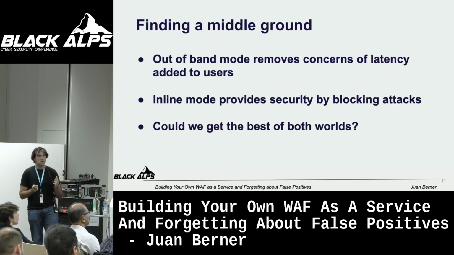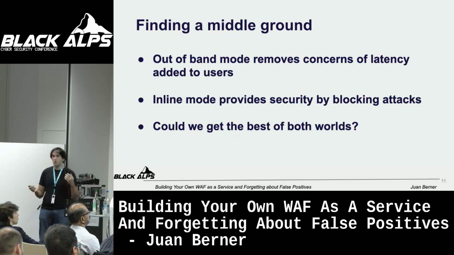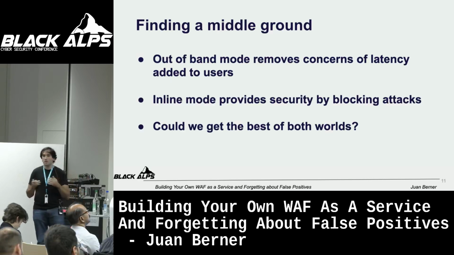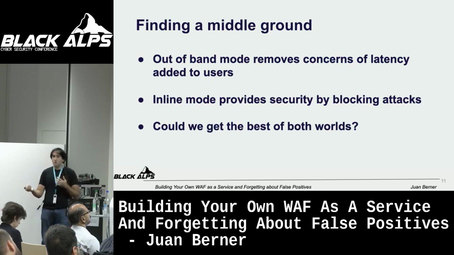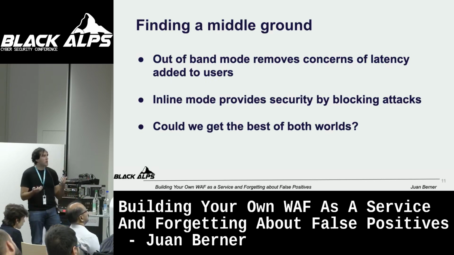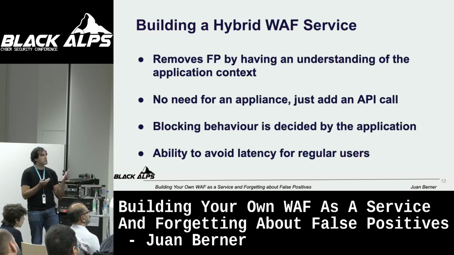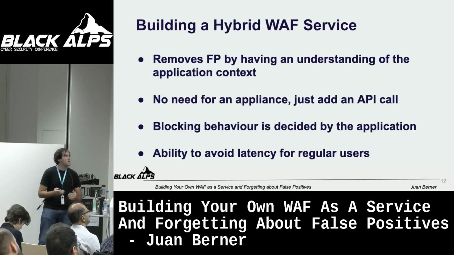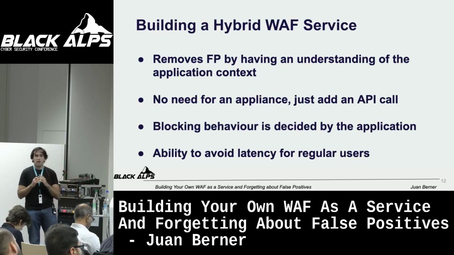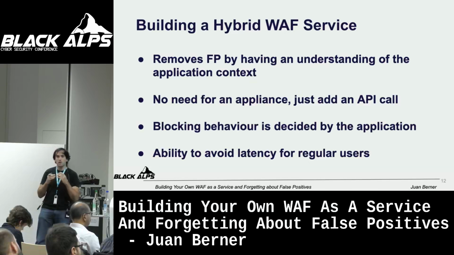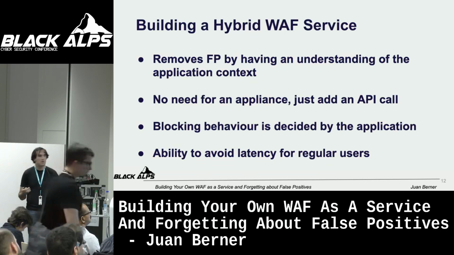And this is how I started looking for a middle ground. I saw the benefit of the out-of-band mode: great, I'm not affecting the application, but I'm not actually blocking the attacks, which was what I wanted. That's why I started looking for something else, which is what I call a hybrid WAF service. In this case, by looking at the context of the attacks, I can realize if it's a real attack or not, and remove the false positives affecting customers.